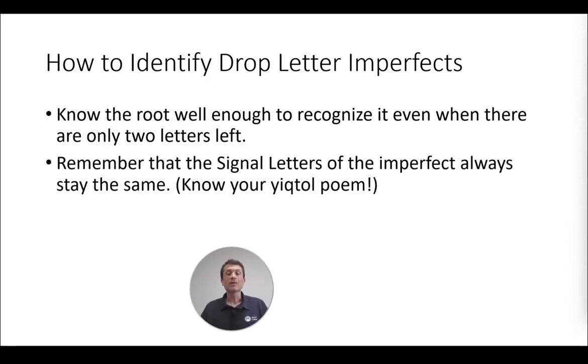Secondly, remember that the signal letters of the imperfect always stay the same. So know your yiktol poem from the last chapter. Yiktol, tiktol, tiktoli, tiktol, tiktelu, tiktolna, tiktelu, tiktolna, niktol. If you know that and you know what the signal letters are, those are always going to stay the same in the imperfect. Then you can peel those off and look at what root consonants are left. And if there's only two left, knowing your roots and your vocab well enough can help get you to the meaning of the word.